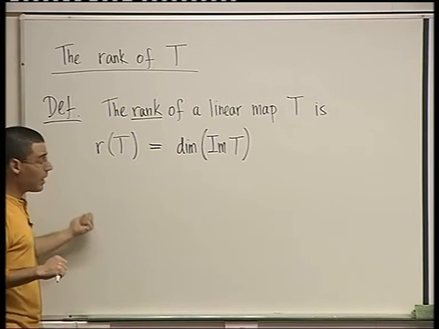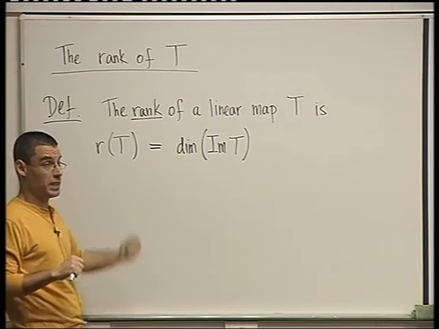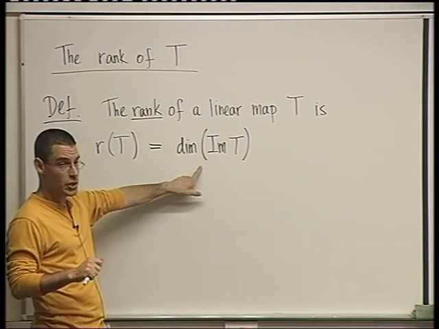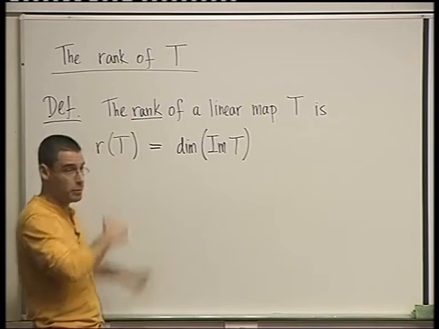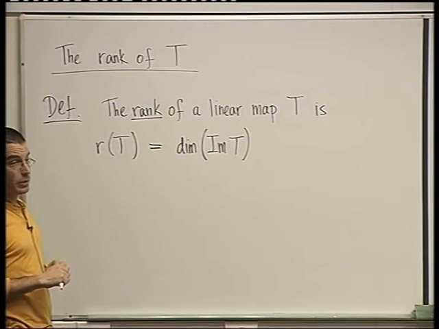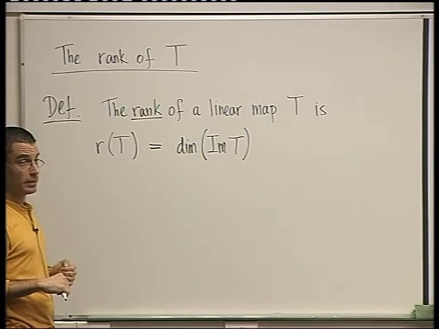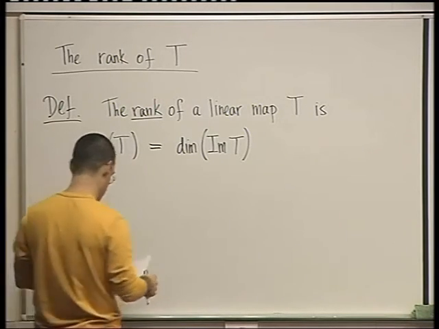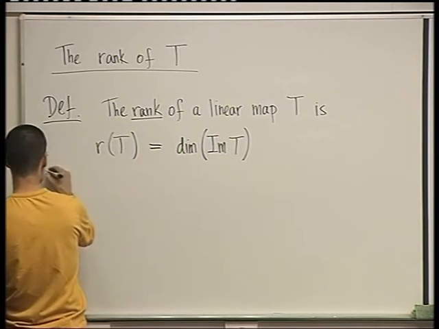What I'm going to claim now is that if T is presented by a matrix, then the rank of T defined as such coincides with the rank of A, which presents T. Okay? So the two notions, in fact, coincide. Okay? So let's write that. Let's write what we're trying to say. So, theorem.